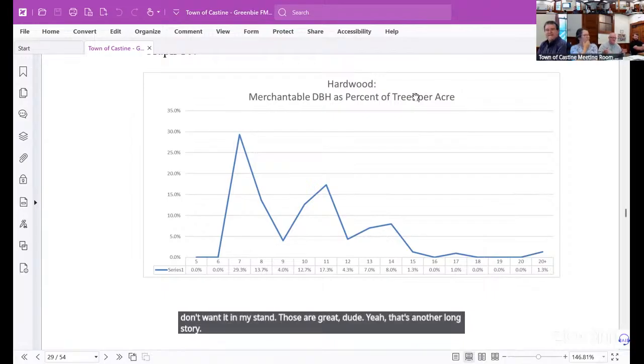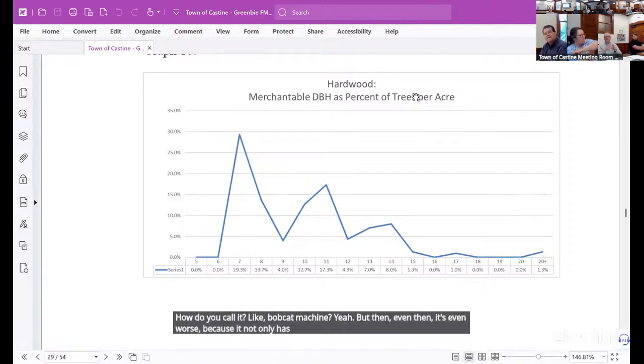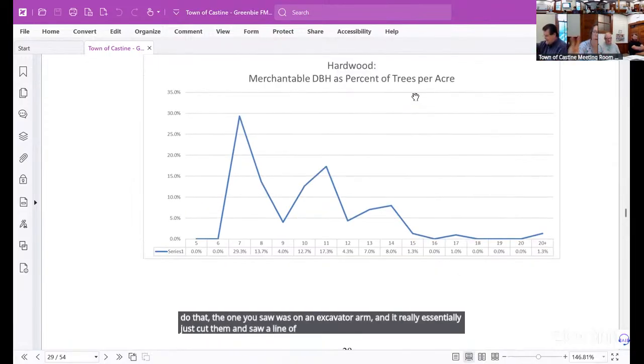They make those, and you can put them on the front of Bobcat machines, but then it's even worse because it not only has to hit the tree. The one you saw was on an excavator arm, which is much more articulated, and they can essentially just cut and saw right on the tree, down. And then, we've got 20 minutes.